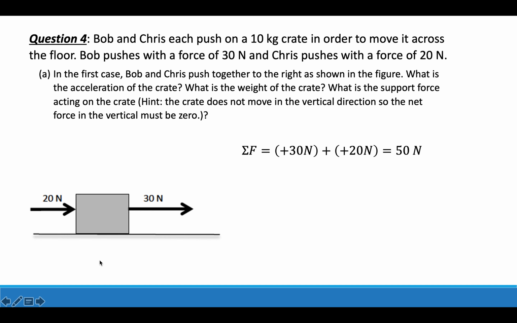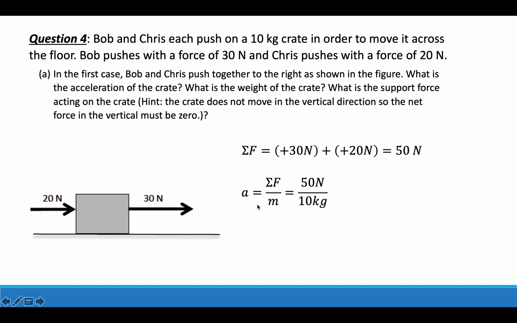So the very first thing we can do is determine the net force that's acting on this crate along the horizontal direction. That just means look at the horizontal forces and add them up, and since they're both acting to the right, the 30 newton force and the 20 newton force are both positive, so I get a total net force of 50 newtons.